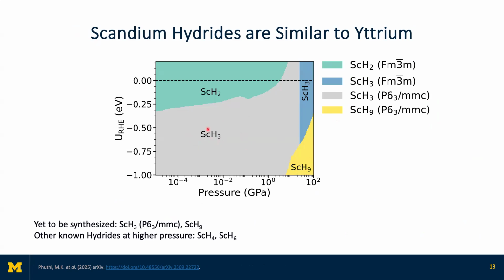So this is a case where our predictions have something that's not yet verified, but this could be a matter of someone going and doing the experiment and trying to look for these phases. There are other known scandium hydrides, for example, ScH4, ScH6, but I don't show them here because they're at higher pressure, so hundreds of gigapascal.